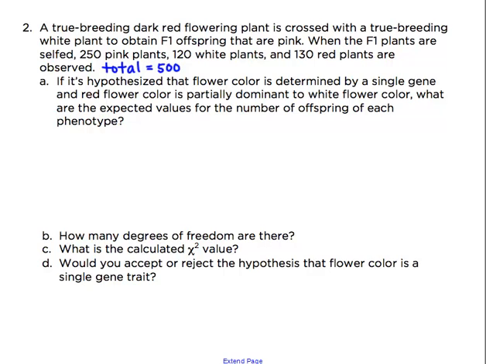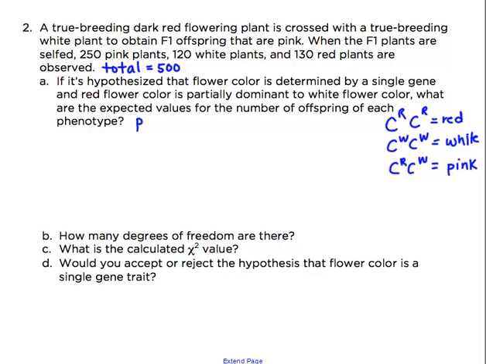So let's define our alleles first. For true breeding red, this means that they are, let's call it C for color, with the superscript R for red. So C^R equals red, and C^W equals white. Well, when mixed, C^R C^W, this yields a pink plant. So it's saying this is a single gene and red is partially dominant to white, or it's just incomplete dominance. So it says what are the expected values for the number of offspring of each phenotype.